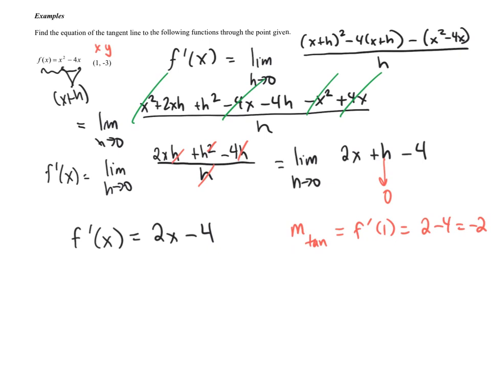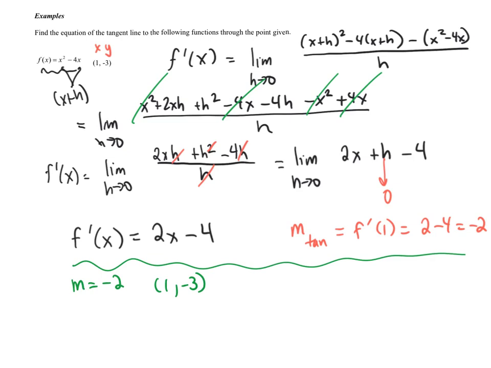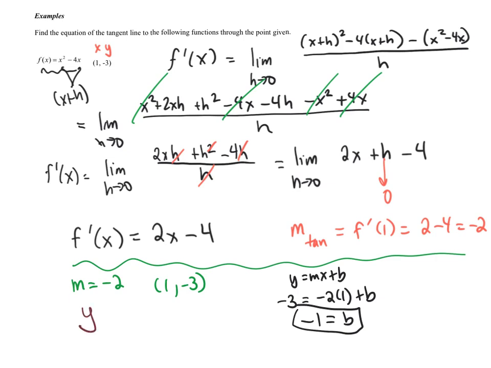So now we are essentially back to algebra 1. We want to find the equation of a line with a slope of negative 2 and a point of (1, negative 3). So this is what we did earlier. We used y equals mx plus b. So we get negative 3 equals negative 2 times 1 plus b. So b is negative 1. So our tangent line equation is y equals negative 2x minus 1.